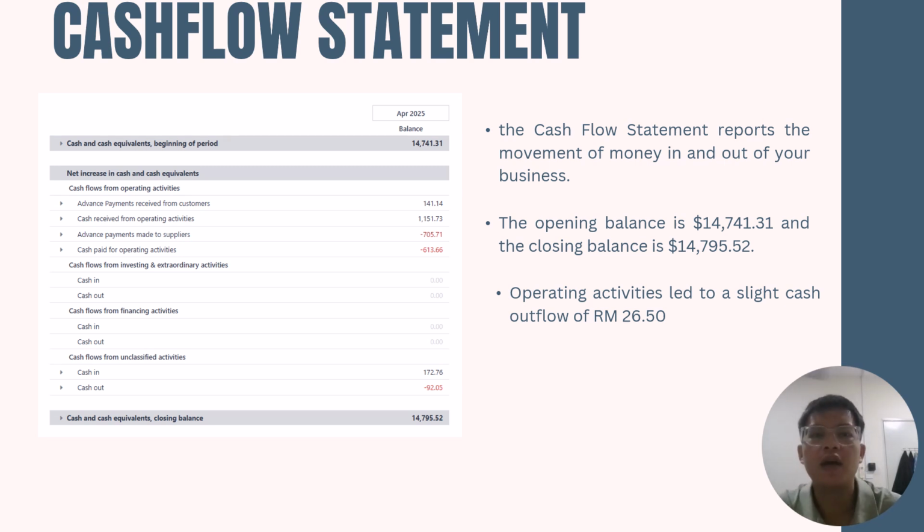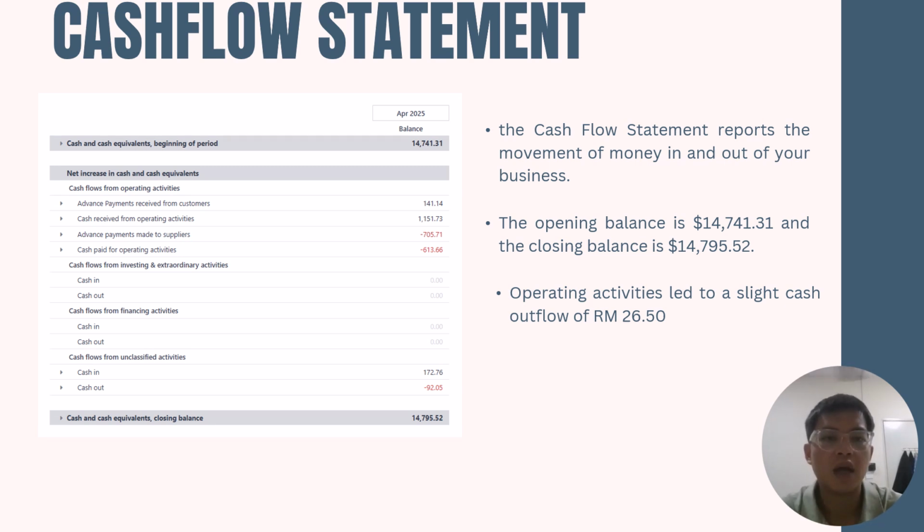We began the month with 14,741 and 30 cents in cash and cash equivalents. Now take a closer look at the cash inflows and outflows. This section shows how much cash was generated or used through normal business operations.